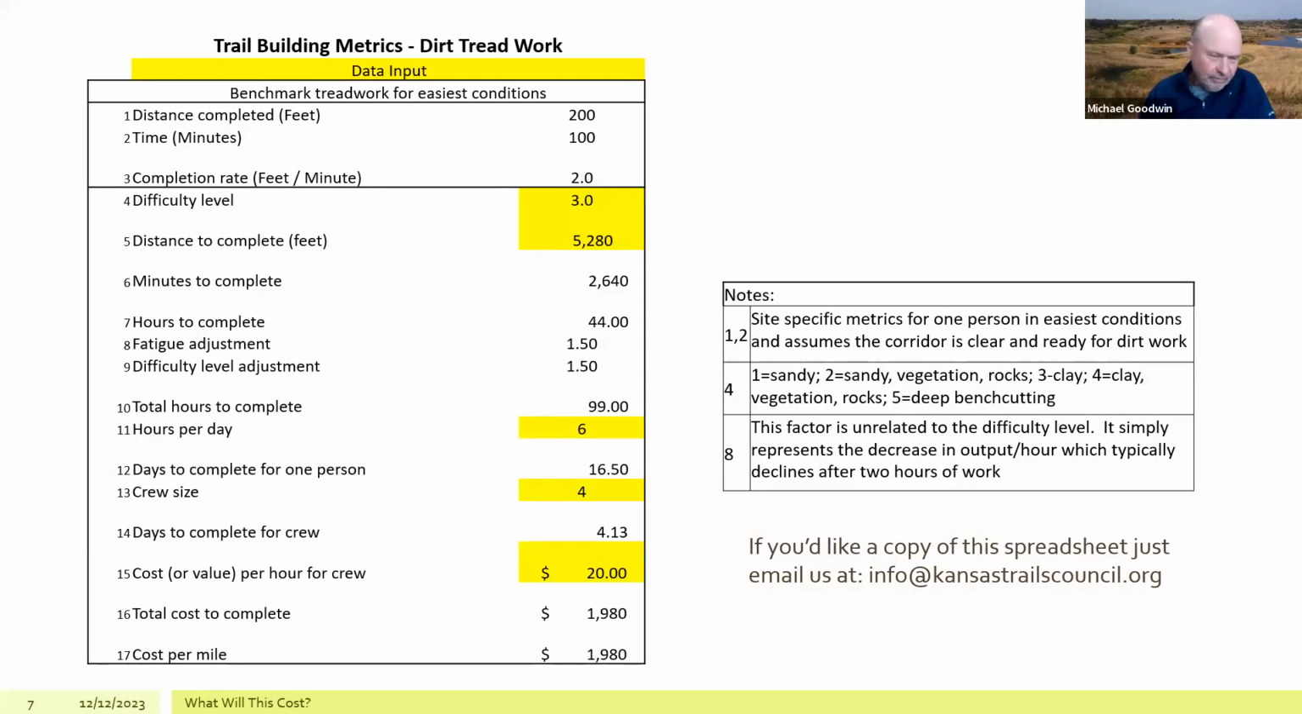And of course, the cost of that would be a factor depending on how many people are working and how many hours it will take them to build the trail. Notice at the top, there is a sort of benchmark set of data. How many feet can you produce in a minute? Can you make 2 feet of trail in a minute? That's what this assumes. And then this spreadsheet adjusts for difficulty level. And that means, are you dealing with a lot of rocks or clay or vegetation or deep bench cutting? Or is it pretty simple? Is it just real sandy, easy soil to dig?